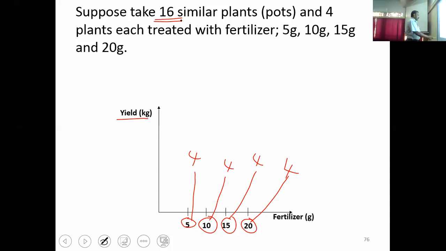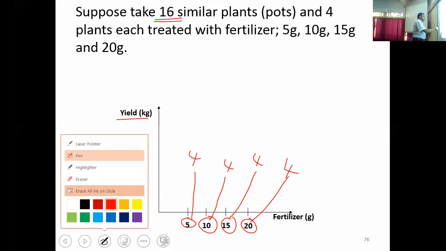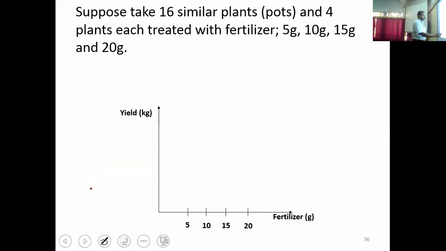My question is, now I have treated 4 pots with 5 grams. Let's look at that first. For the 4 pots with 5 grams, will all these 4 pots give the same yield, or will they give different yields?